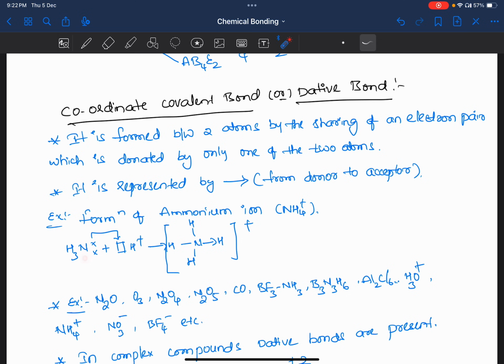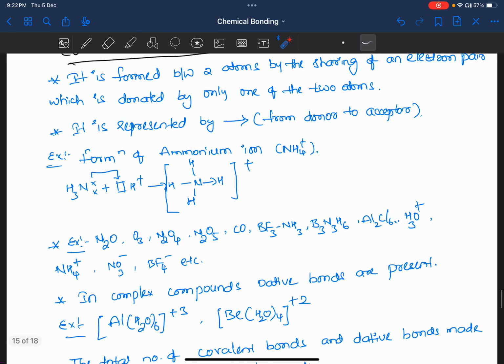When one atom has a lone pair and the other atom has a vacant orbital, then only this coordinate covalent bond is formed. So here nitrogen donates its electron pair to the hydrogen ion. It accepts that electron pair, and that electron pair is shared between ammonia and hydrogen ion. Therefore, here the donor is ammonia, the acceptor is hydrogen ion. Therefore, the arrow mark is indicated from donor to acceptor.